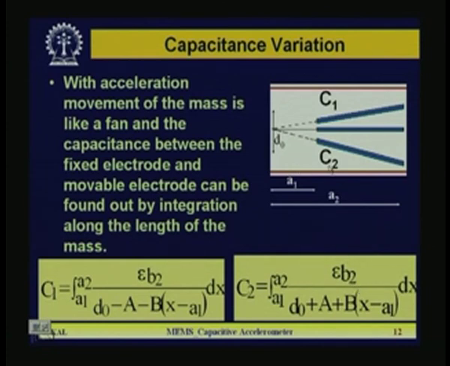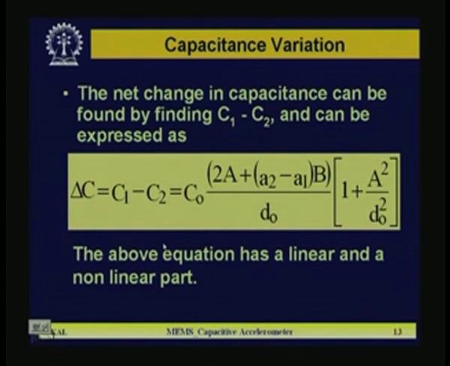So it's not exactly a parallel plate, so the simple relation cannot be used directly, isn't it? That's why d naught is some average value, and how much it deviates is given by this relation. Now the net change in capacitance can be found by C1 minus C2, and it can be expressed as delta C, which is C1 minus C2, given by this relation: C naught into twice A plus A2 minus A1 into B by D naught, where A is multiplied by A plus A square by D naught square.